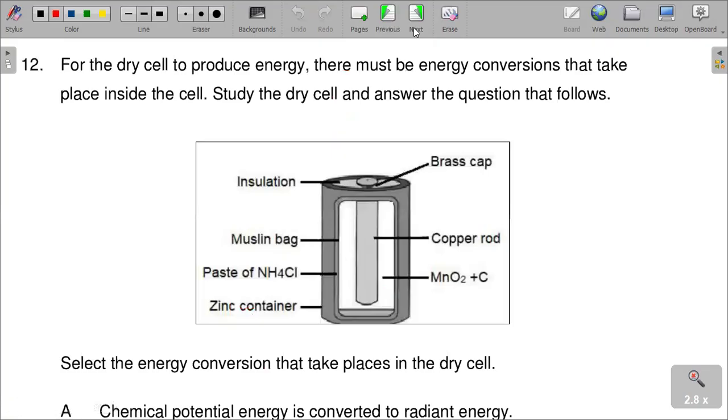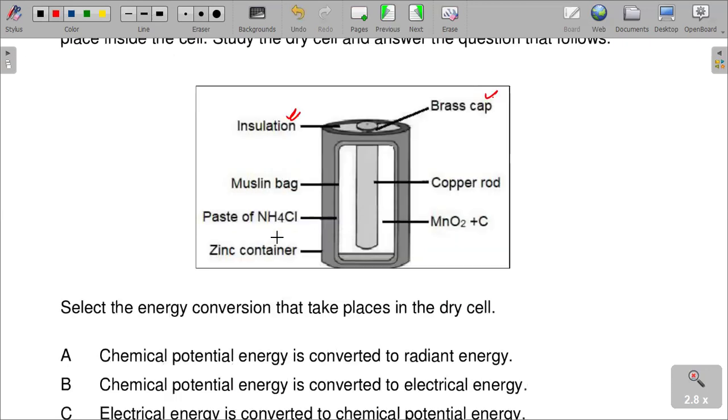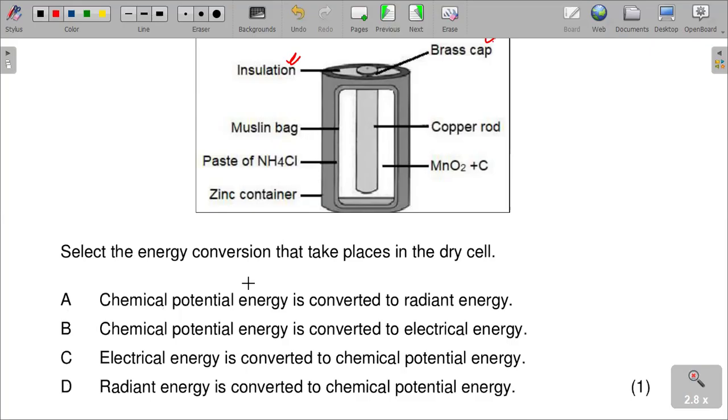For the dry cell to produce energy, there must be energy conversions that take place inside the cell. Study the cell and answer the questions that follow. We have the brass cap shown on the cell, the insulation, the muslin bag, the paste, and then the zinc as well as the copper rod. It is a dry cell that is shown.